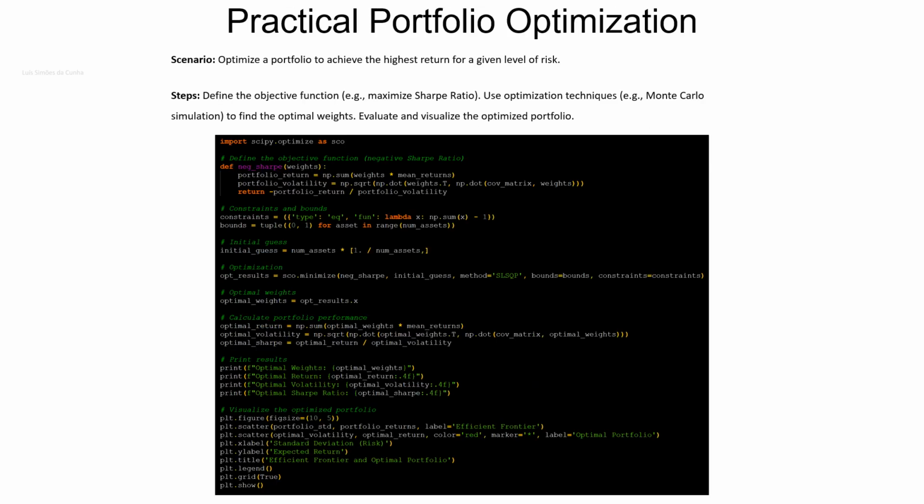Let's optimize a portfolio to achieve the highest return for a given level of risk. We define the objective function, for example, maximize Sharpe ratio, use optimization techniques like Monte Carlo simulation to find the optimal weights and evaluate the optimized portfolio. Visualizing the efficient frontier and the optimal portfolio helps understand the trade-offs involved.